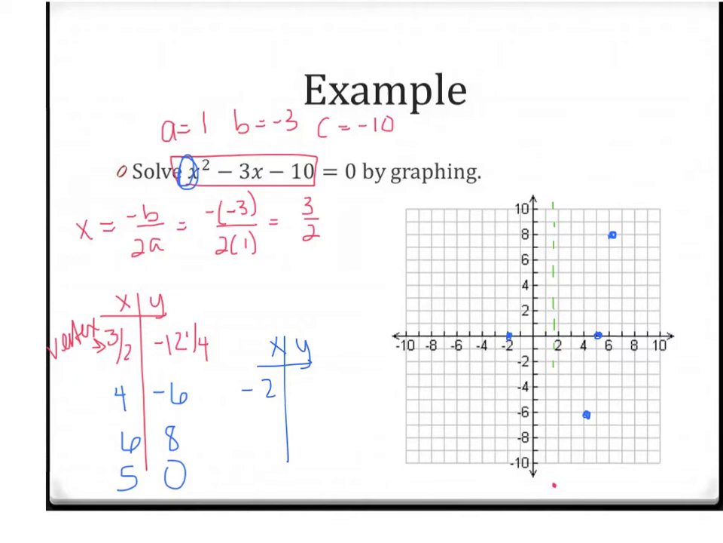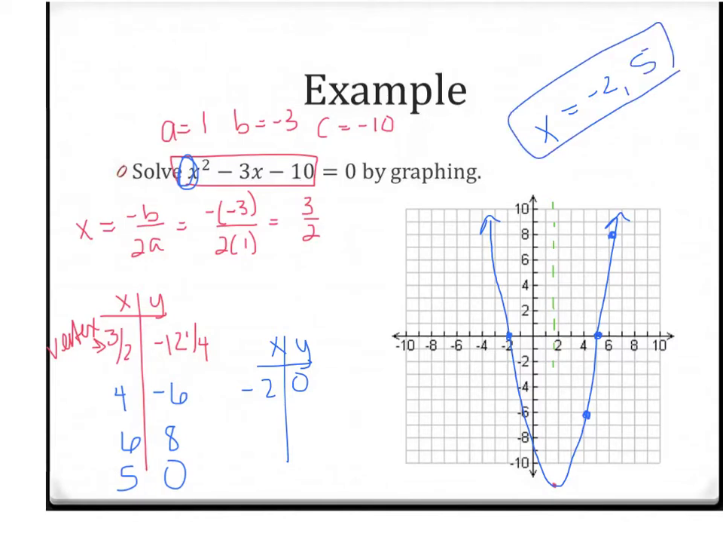So plug -2 into your equation, and I do get 0. And then we have to draw it in. If it says solve by graphing, you have to have it drawn in. And then we need our answers, which is x equals -2 and 5. And order there does not matter. And that is a 5.